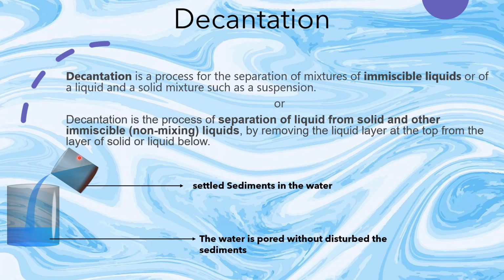Basically, decantation is used after sedimentation. By the process of sedimentation, all the grain particles are settled at the bottom. After this process, the particles that have settled down are not disturbed, and the water is poured into another vessel, like here in the diagram. The brown area is the settled sediments, and the water is poured without disturbing the sediments. Without disturbing the sediments, we have to pour the water into another utensil.